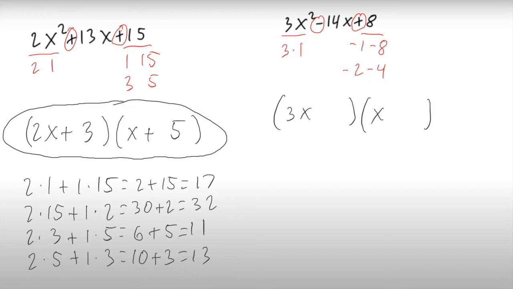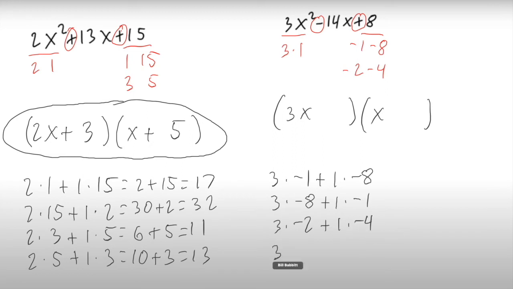So we've got 3 times negative 1 plus 1 times negative 8. We've got 3 times negative 8 plus 1 times negative 1. We've got 3 times negative 2 plus 1 times negative 4. And we've got 3 times negative 4 plus 1 times negative 2.